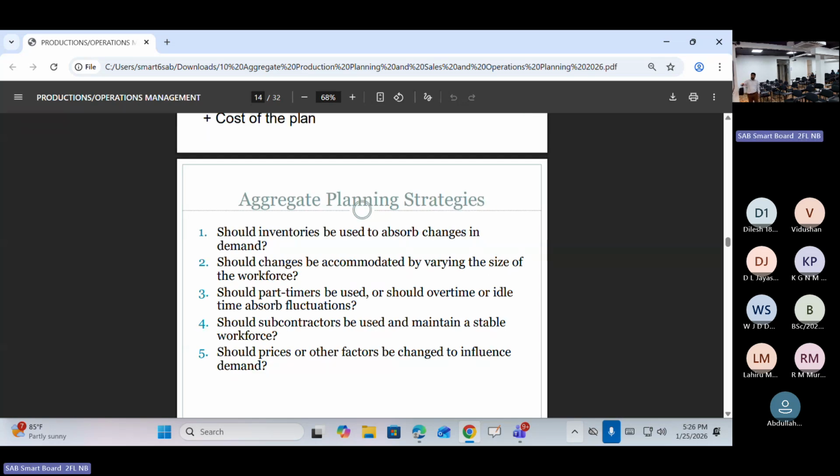So as you see in slide number 14, different industries, different companies, considering their requirements, their policies and all, select some of these strategies for aggregate planning. Some companies may follow certain strategies and thereby design how inventories should be used to absorb the changes in demand. By using inventories, they can meet the market demand fluctuations.